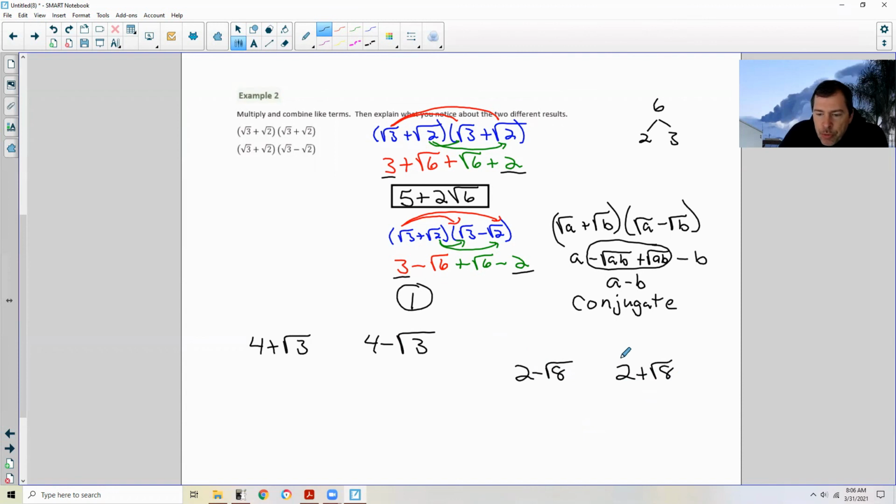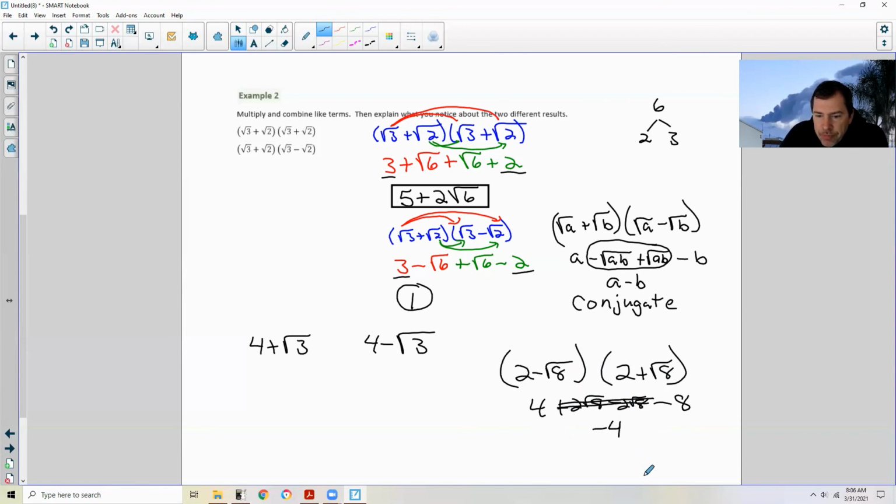Every time we do this, we are going to get an answer that's an integer. And I'll prove that to you on this one right here. 2 times 2 is 4, plus 2 root 8, minus 2 root 8. And then a minus times a plus is minus, and the square root of 8 times the square root of 8 is 8. The middle term, that radical, cancels, and 4 minus 8 is negative 4.